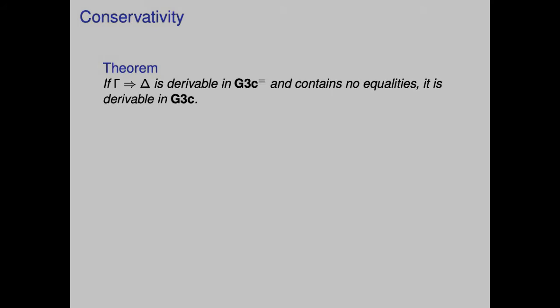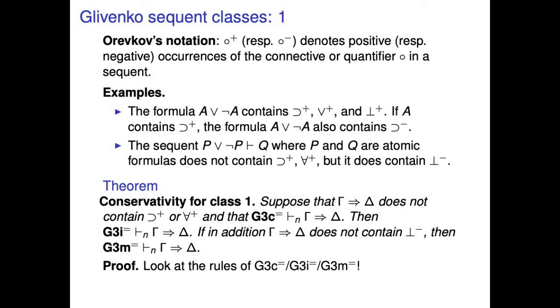And now we come to Glivenko classes. Glivenko sequent classes are classes of sequents which are defined through the polarity of connectives. The notation uses the symbol of the connective with a plus or a minus to indicate positive or negative occurrences of the connective or quantifier in a sequent.